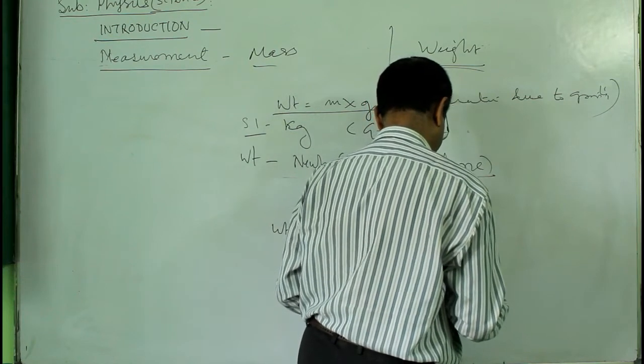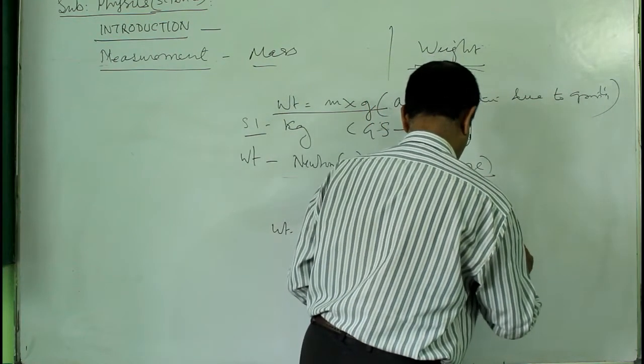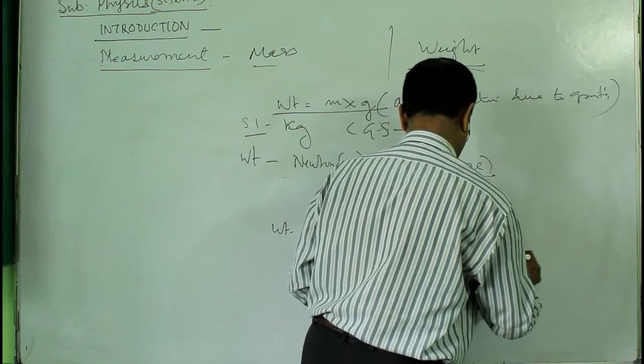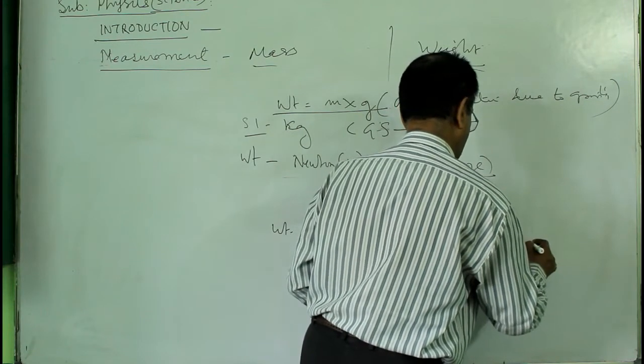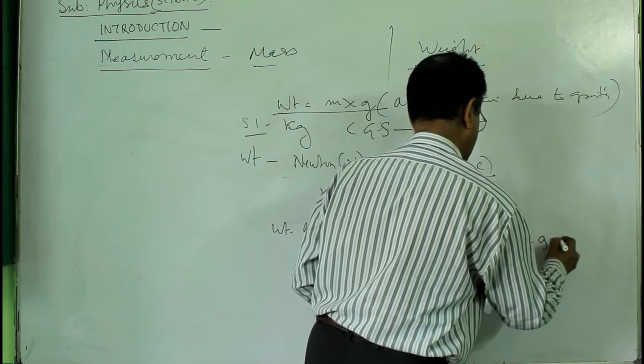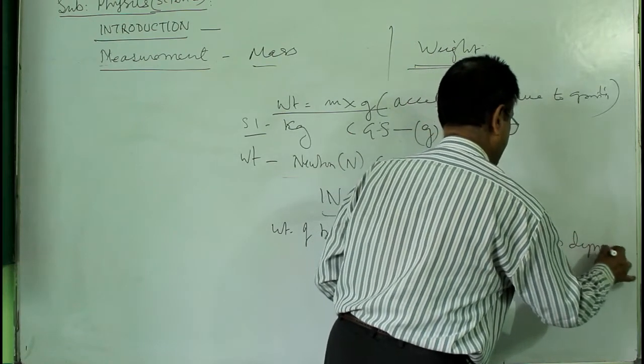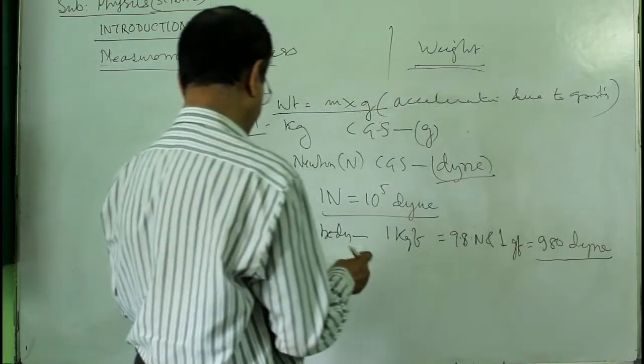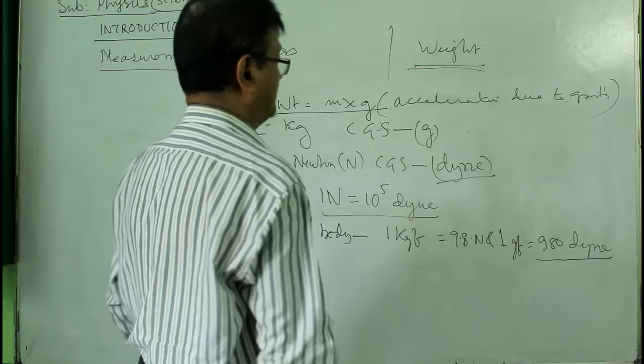9.8 Newton, and in CGS, 1 gf equals 980 dyne. This is the calculation. Now, measurement of the beam balance.